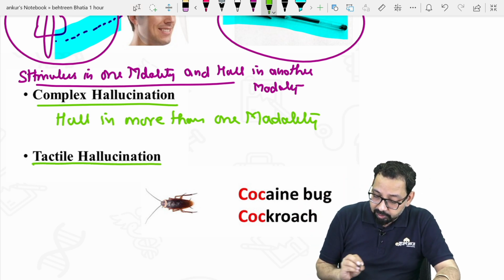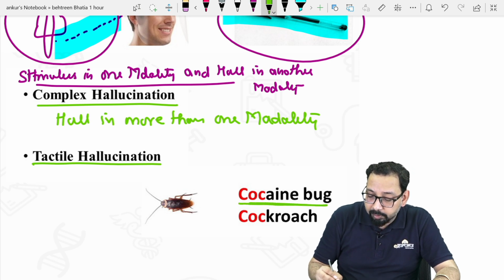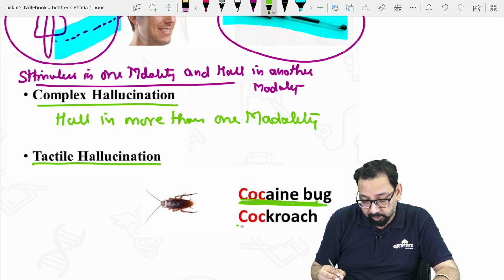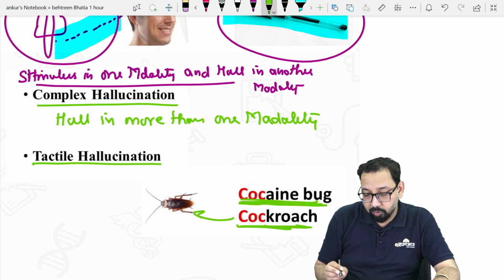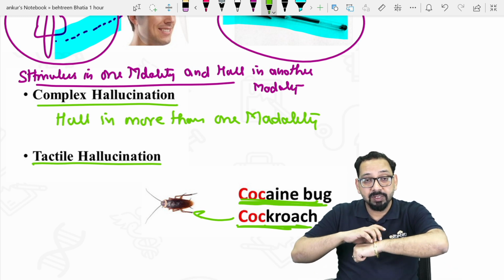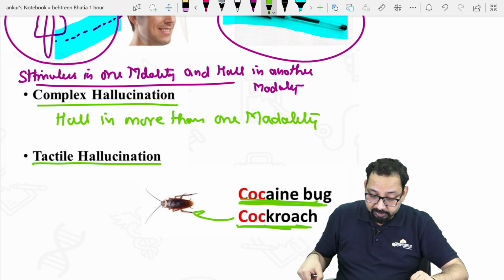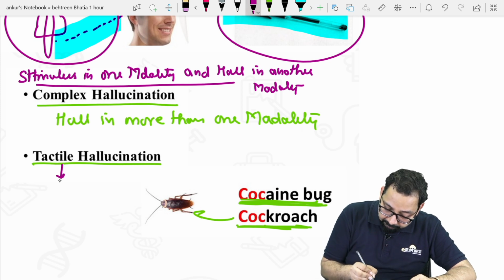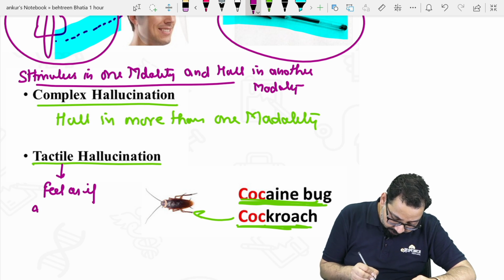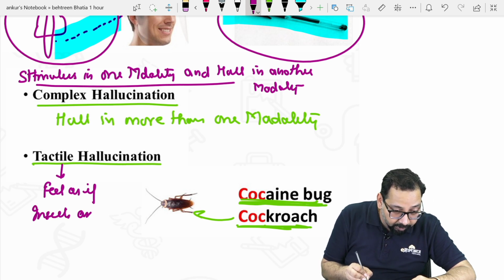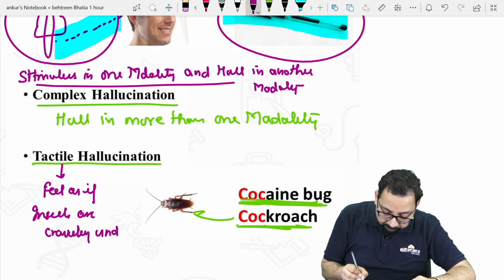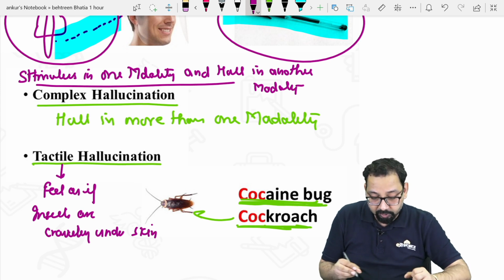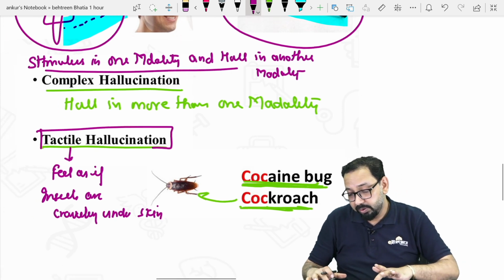Tactile hallucination is usually common in cocaine use, and that's why it is called cocaine bug. Cockroach, I made the mnemonic cockroach: the patient feels as if insects are crawling under the skin. So this is tactile hallucination, means touch.